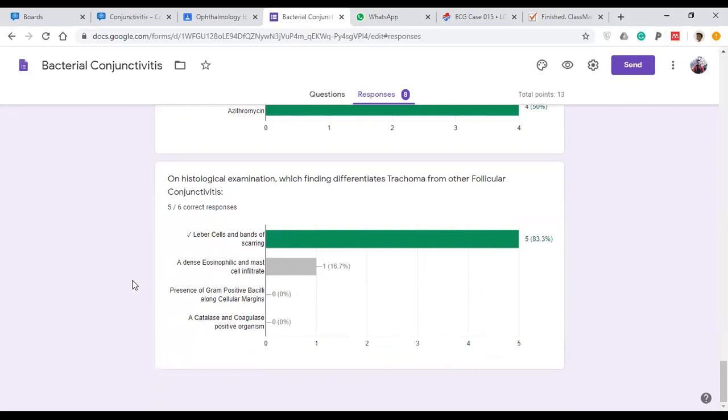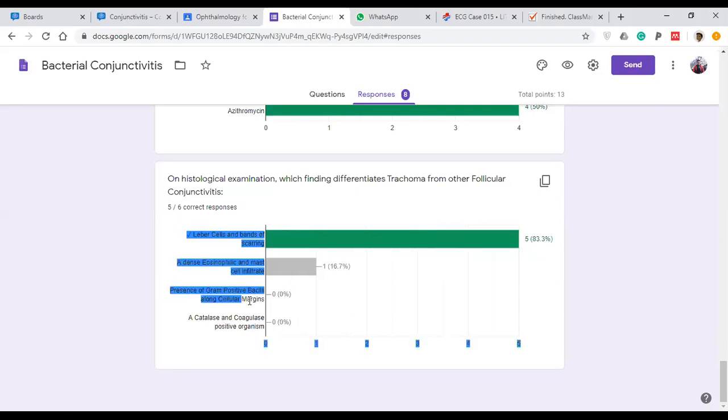On histological examination, which finding differentiates trachoma from other follicular conjunctivitis? Now, this is also a tricky one because I haven't discussed Leber cells and this characteristic finding. But if you look at all the other options, it's not difficult to come to the right answer. So we know that follicular conjunctivitis can either be viral, it can be acute inclusion conjunctivitis, and it can be trachomatis. Now, a dense eosinophilic and mast cell infiltrate, this is found in allergic conjunctivitis. So we can rule this option out immediately.